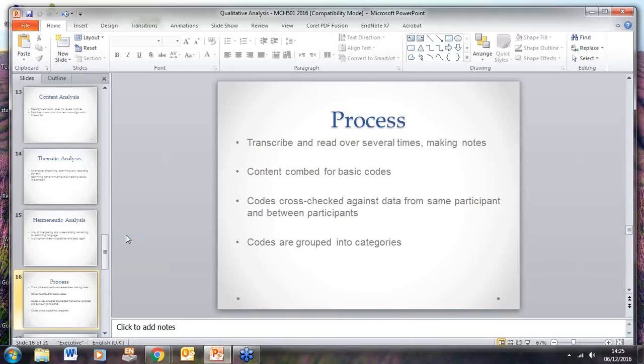So the process with hermeneutic, thematic and content analysis is pretty much the same. We're going to transcribe a particular data set, whether that's from a recording or a visual, a video, or whatever. So we've talked about some of the methods of data collection, and we're going to revisit it, read it several times to really understand what's going on in a particular article.